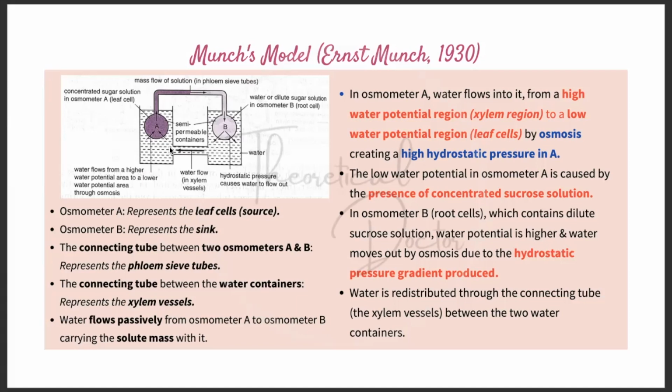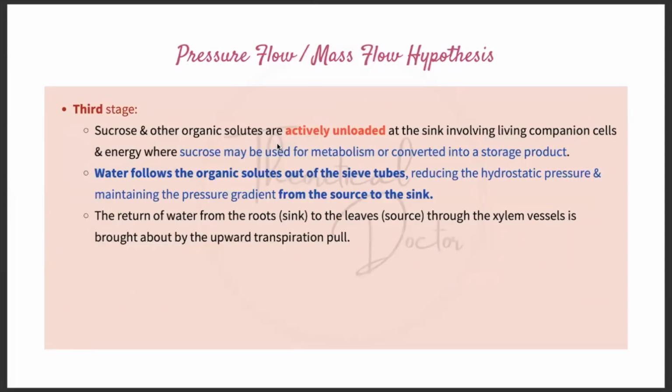So in the plant, the high hydrostatic pressure in the sieve tubes is produced by an osmotic influx of water due to the accumulation of sucrose during active loading. This high hydrostatic pressure then pushes water and its mass from one sieve tube to another through the plasmodesmata. So this is just an easy representation of this pressure flow mass flow hypothesis. And we enter the third stage.